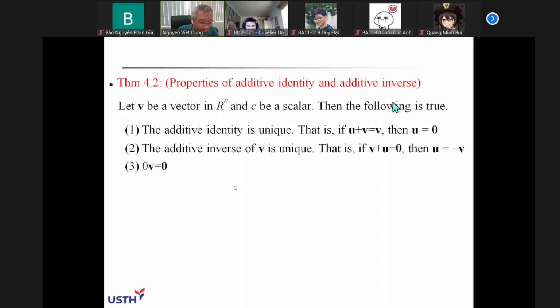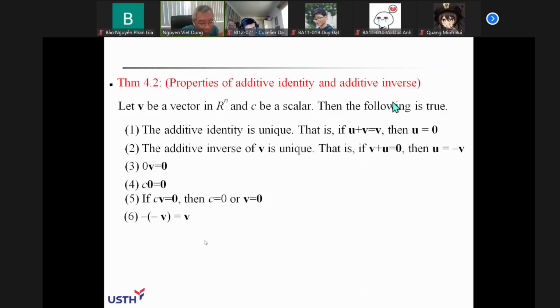And you have one more thing. If you take the number 0 multiplied by any vector V, you always get the 0 vector. And if you take any C and multiply by the 0 vector, you always get the 0 vector. And the next one, if you have C multiplied by V is the 0 vector, then you have only one of the following possibilities: C is the number 0 or V must be the 0 vector. You don't have any other possibility.